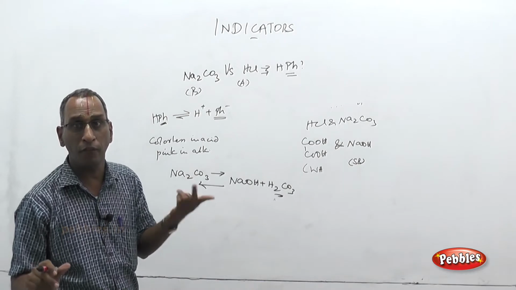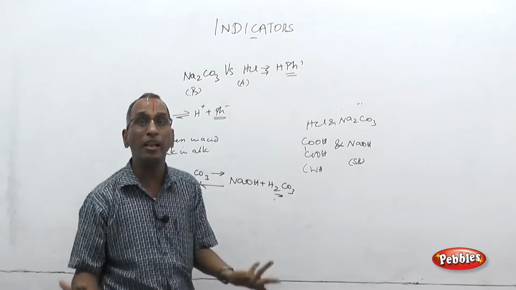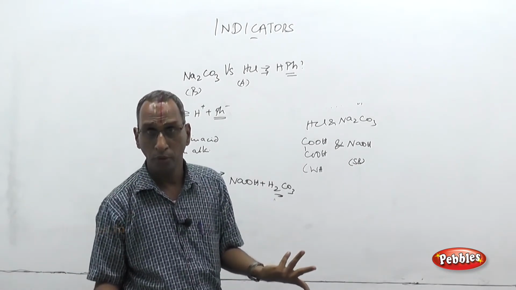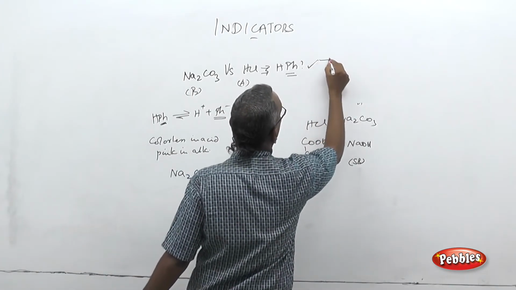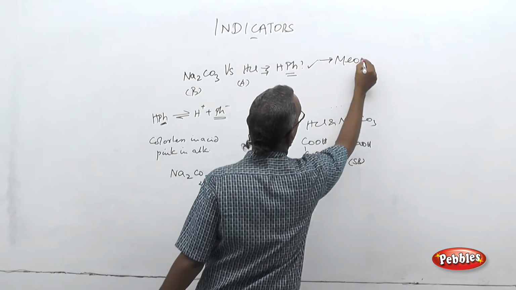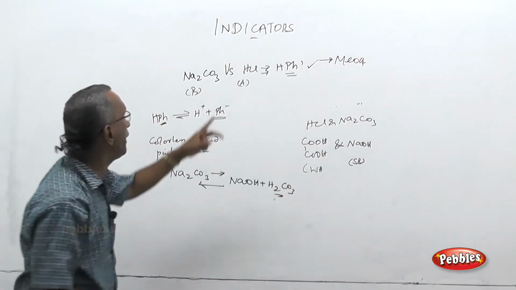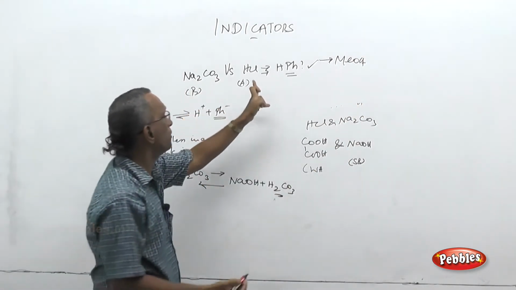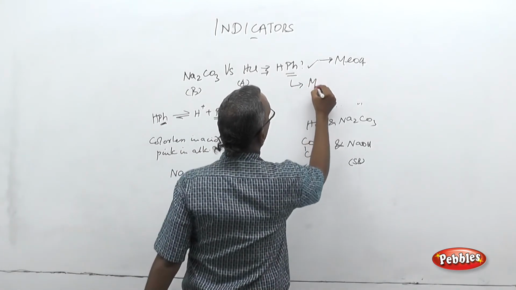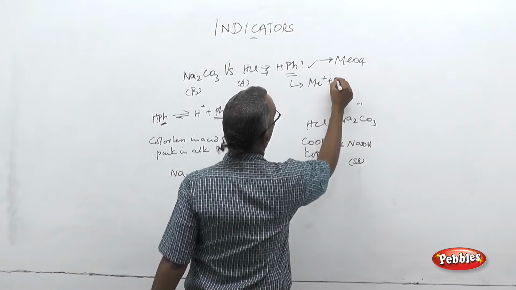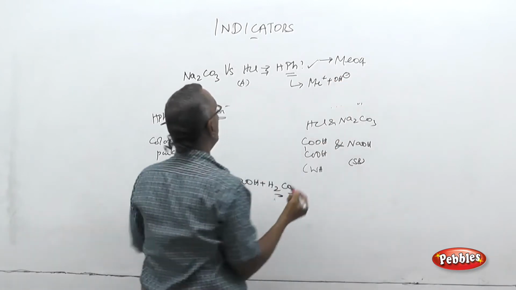If it is used with weak acid titration, the color change is not observed. So for this titration, the better choice is only methyl orange. So methyl orange is the indicator. How does methyl orange work? Methyl orange splits as Me+ and OH-.